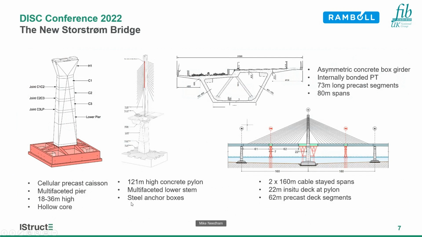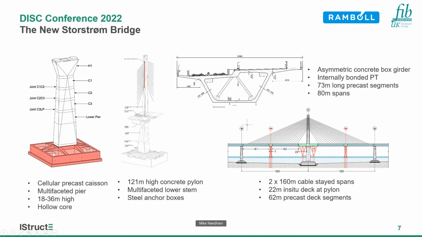So the different elements that make up the bridge, we have the piers, which typically are cellular precast caissons, and then a multifaceted pier, which varies from 18 to 36 metres high and has a hollow core. We have a 121 metre high concrete pylon in the middle, again multifaceted, lower stem, steel anchor boxes. This forms part of the cable stayed bridge where you have the 2 160 metre spans.